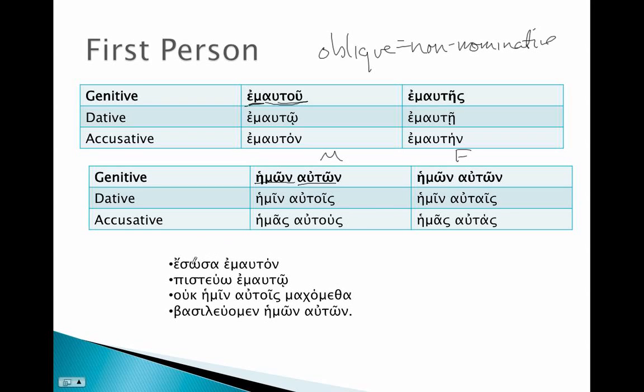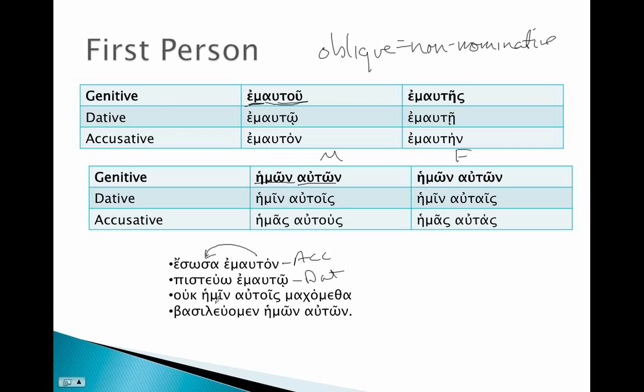So we've got 4 sentences here. Notice all of these sentences are going to have the subject as first person. So ésōsa m-auton, I saved myself. It's accusative, because it's the direct object of the verb, but it's the same person as the subject, the same entity. Or pisteúō m-autō, I trust myself. Dative, because of course pisteúō takes a dative. And we use the m-autō because it's the same person as the subject, I.